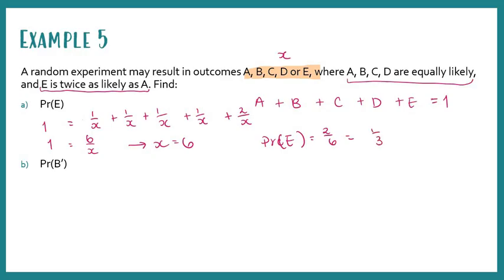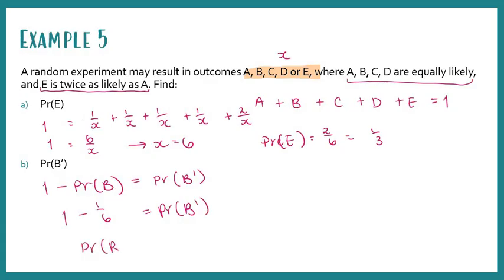Now, the probability of B not happening is the same as 1 minus the probability of B, okay, which is just going to be easier than adding up all the probabilities. Now we can see from what we found before that the probability of B is 1 over 6, and so the probability of B not happening is 5 over 6.